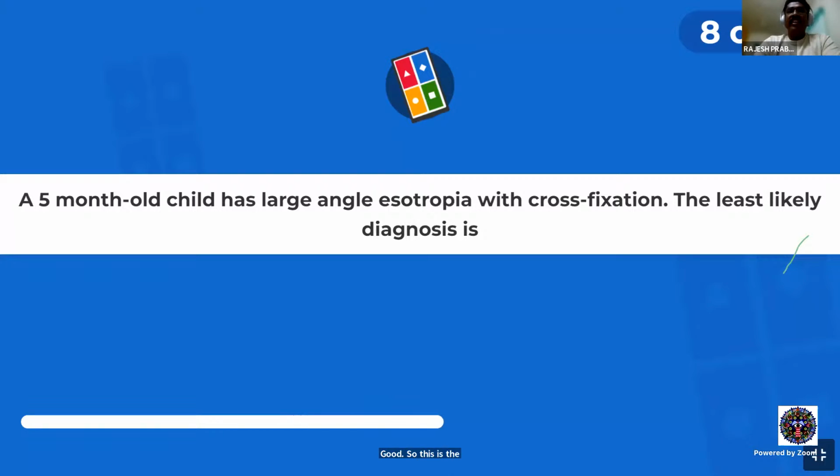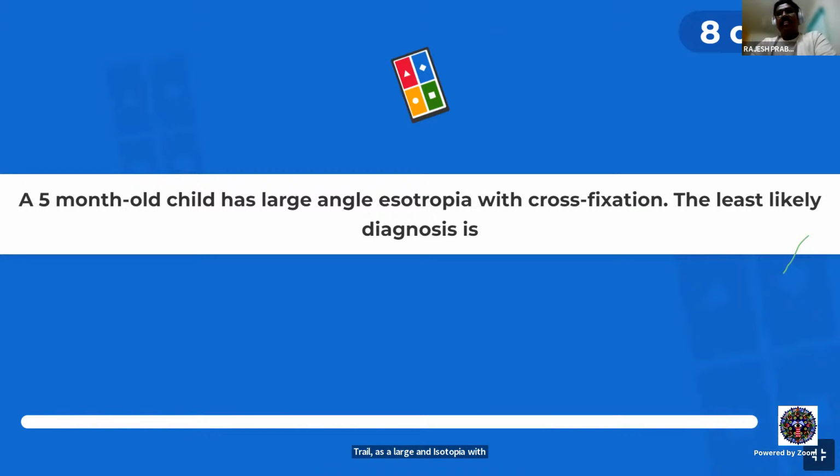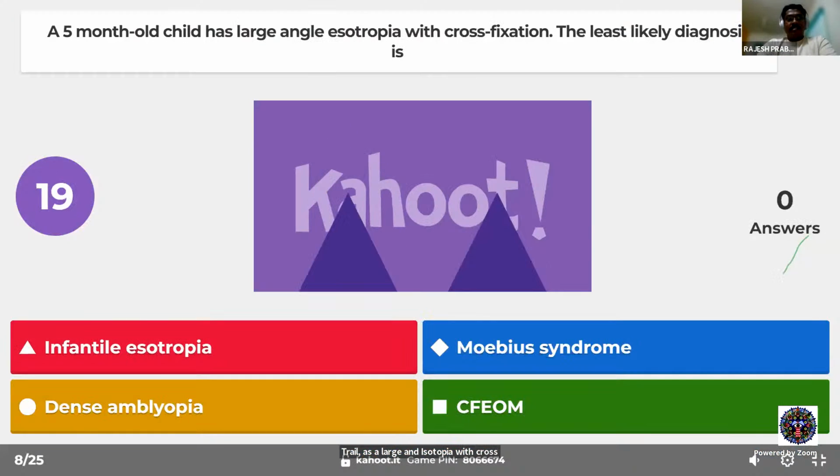A 5-month-old child has a large angle esotropia with cross fixation. So the least likely diagnosis is infantile esotropia, Mobius syndrome, dense amblyopia, and congenital fibrosis of extraocular muscles. The question is the least likely diagnosis. Please read carefully and then you answer.